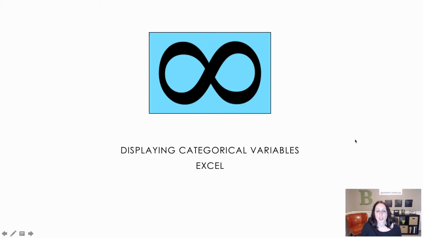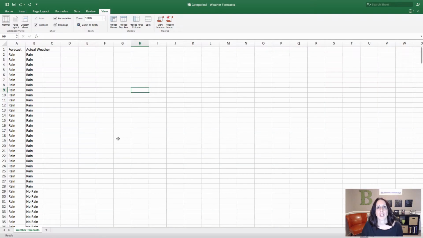For this lesson, we're going to display categorical data in Excel. So you'll want to make sure that you're upgraded to the most recent version of Excel on your device. So the first thing we're going to do is create a frequency table. Now, if you've downloaded the PowerPoint that accompanies this video, I do have step-by-step instructions on that PowerPoint, but we're just going to do this together. So we're going to make a frequency table for actual weather.